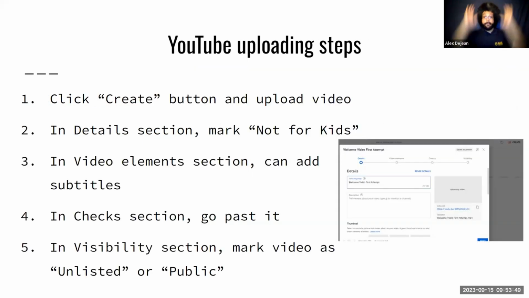So here is the basic rundown of how to upload a video to YouTube. You click the create button at the top right. Then in the details section, you mark not for kids. Then when you hit next, in the video elements section, that's where you can copy and paste subtitles. Then in the checks section, you can just go past it because that really just checks for copyrighted music or sounds or visuals, just in case things get DMCA'd. And then lastly, in visibility, you mark your video as either unlisted or public.